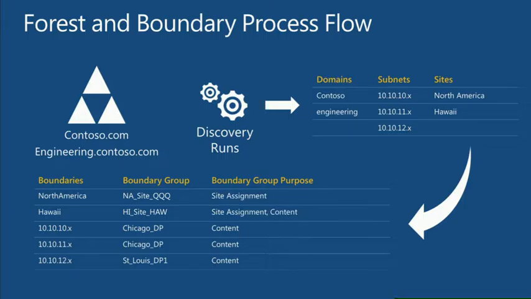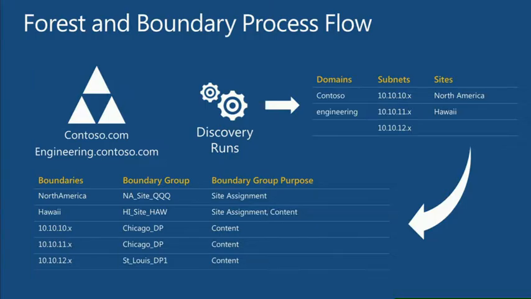So a boundary group is a logical grouping of boundaries that you want to use for a specific purpose. And you see that last column where it says site assignment or content or both of them on the Hawaii boundary. You designate in a boundary group that clients within these boundaries, and you can have multiple boundaries in a single boundary group, are going to be used for assignment to my site. So I do AD system discovery. The clients are within my subnet or AD site. I want to assign them to my site for automatic client push, as well as software update client install. Or I want to use them for content lookup to be able to find these distribution points throughout my infrastructure that John was just talking about.